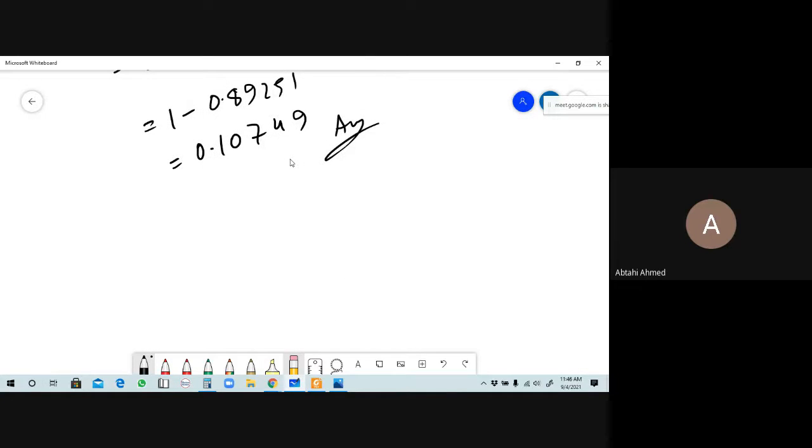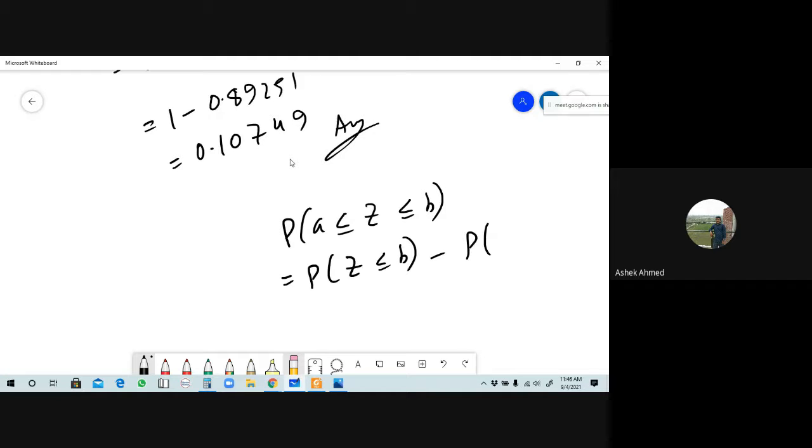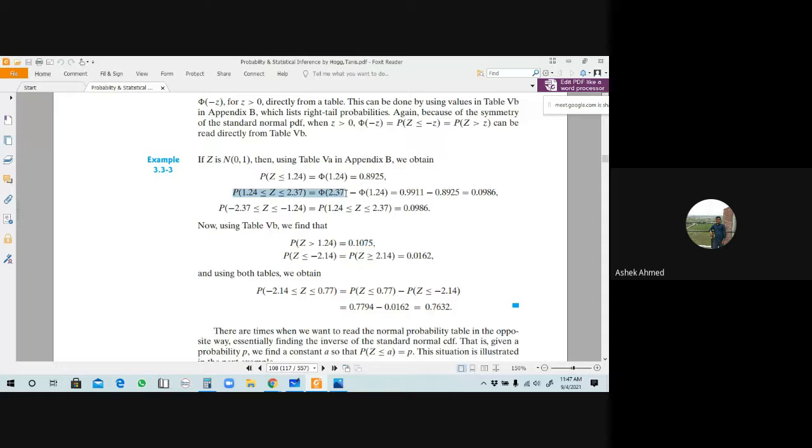Yes, sir. Now tell me, if you find the probability that A is less than or equal to Z is less than or equal to B, how can you determine this result? It will be phi of B minus phi of A. Or you can write probability of capital Z less than or equal to B minus probability of capital Z less than or equal to A. By using the CDF, that will be phi of B minus phi of A. Understand? By using this concept you can evaluate this result.